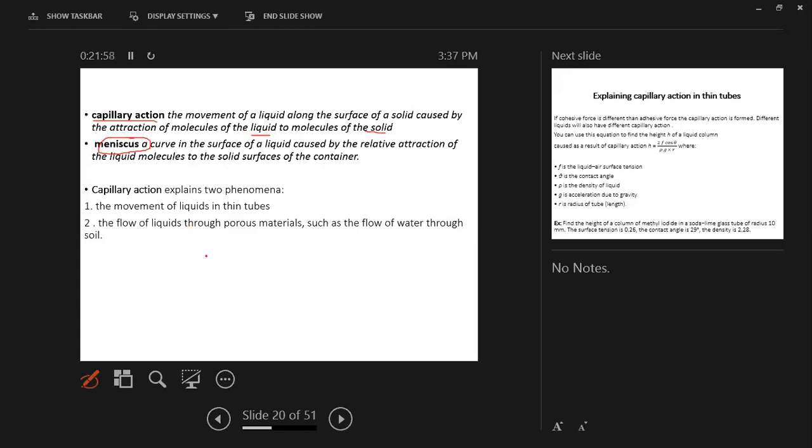Capillary action explains two phenomena for us. First, it explains the movement of liquids in thin tubes, like small tubes. And second, it explains the flow of liquids through porous materials, such as the flow of water through soil. Remember, the soil is solid and the water is liquid. When these two interact, there is going to be a capillary action between them.